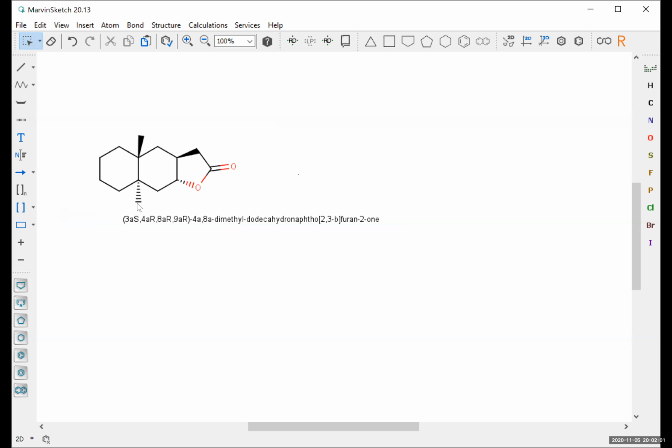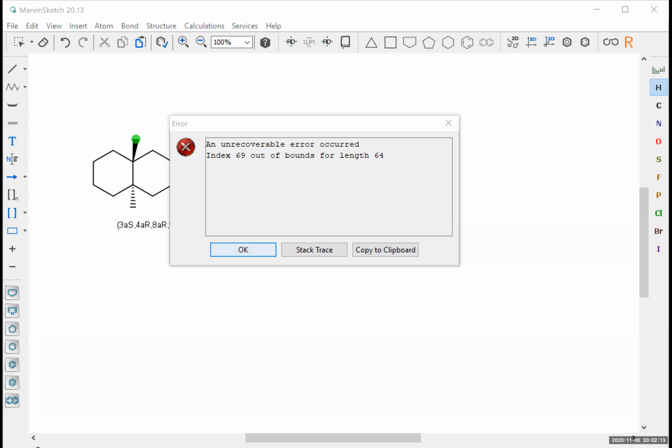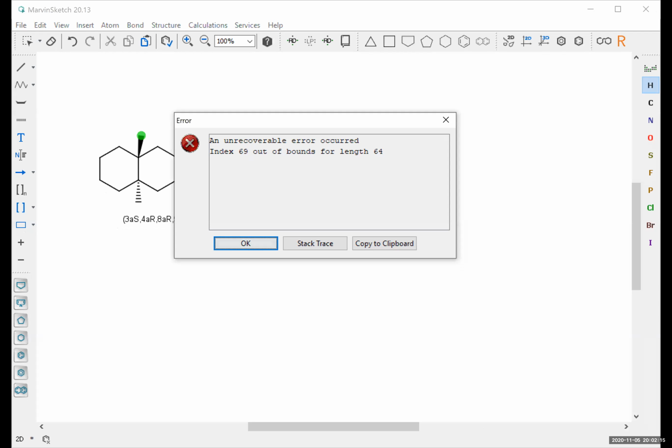Oh, that should not be a methyl, that should be a hydrogen. These should be hydrogens. One moment. I'm going to need to close this down and reopen it. Sorry about that. Sometimes Marvin Sketch gets confused when you ask it to name a structure. Let me reopen Marvin Sketch because I do want to show you how this works as a means of checking your work.